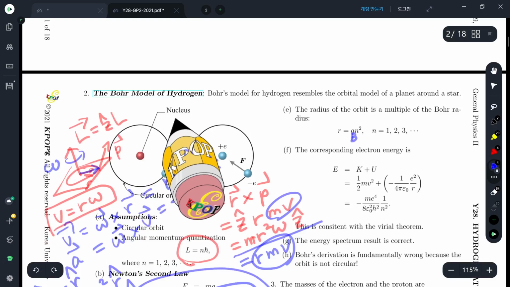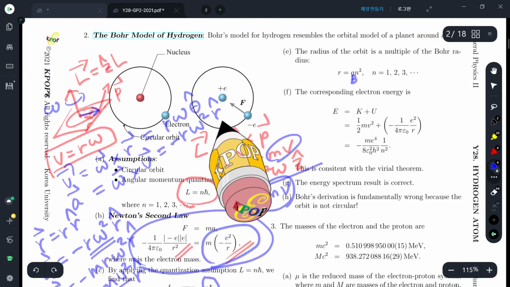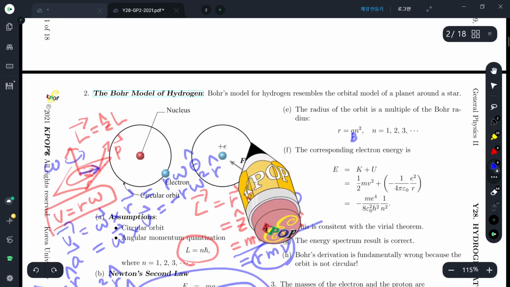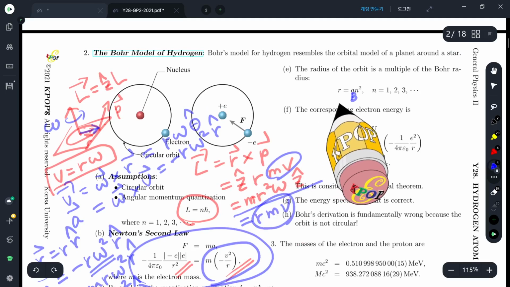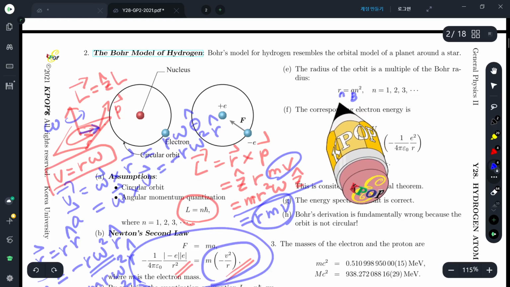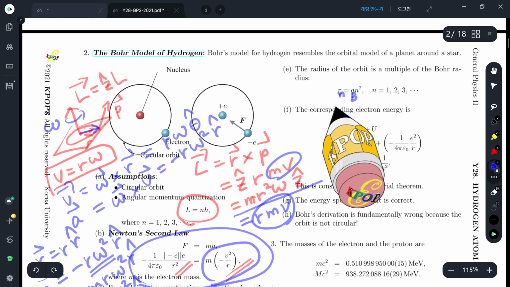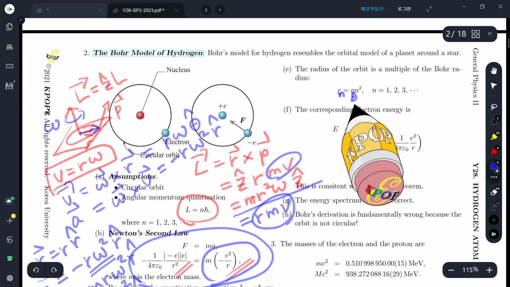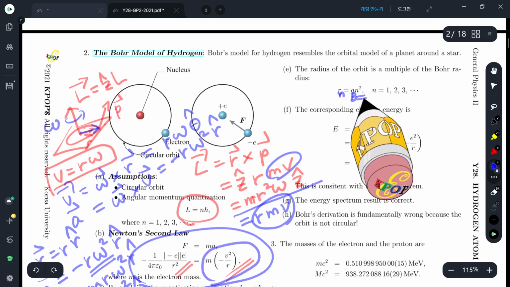The radius of the hydrogen atom for the quantum state n, where n runs from 1, 2, 3, 4, any positive integer. The radius, we can put a subscript of n, so that the radius for the nth quantum state is proportional to the Bohr radius, and the coefficient is n squared.